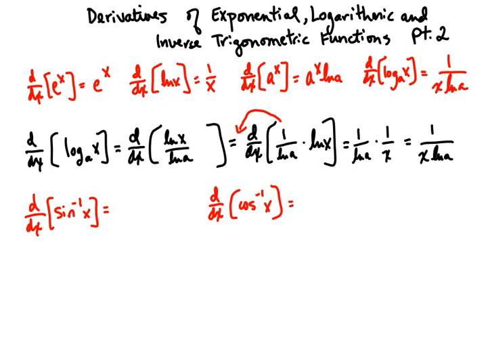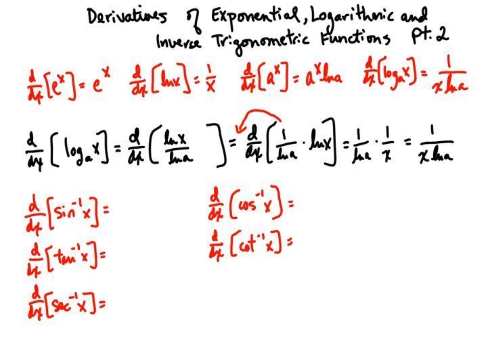Then the next things that we're going to talk about are the derivatives of the inverse tangent of x, or the arctan of x, and its cofunction, the inverse cotangent of x. Alright, for the last pair, we're going to look for the derivative of the inverse secant of x, and the derivative of the inverse cosecant of x.